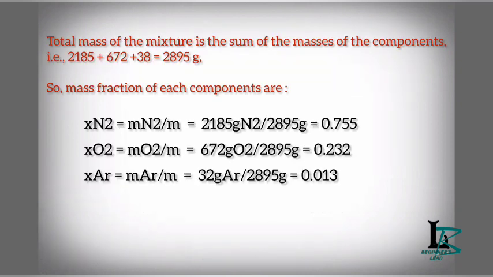After calculating the mass for each species, we can sum it up to find the total mass. Mass fraction can be found using the equation: mass fraction of a species equals mass of a species divided by total mass. Now we can find the mass fraction for each.